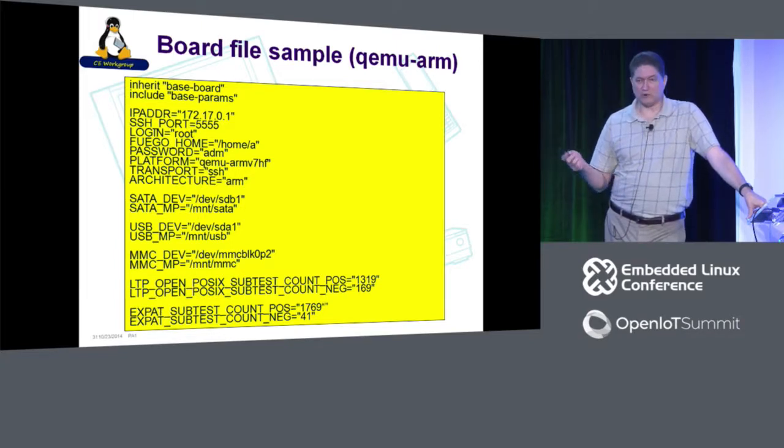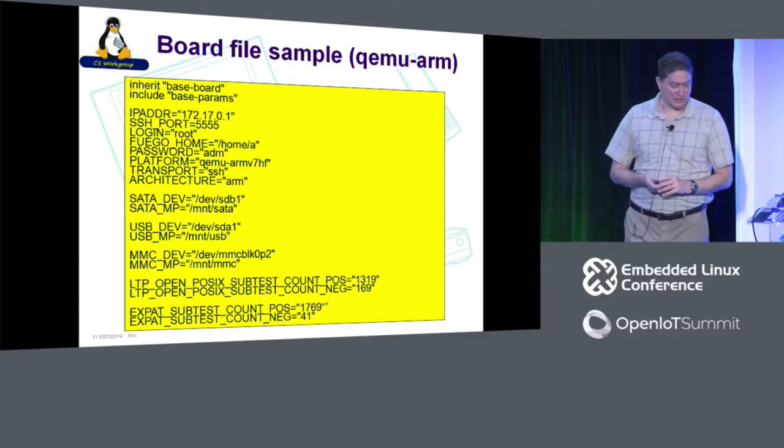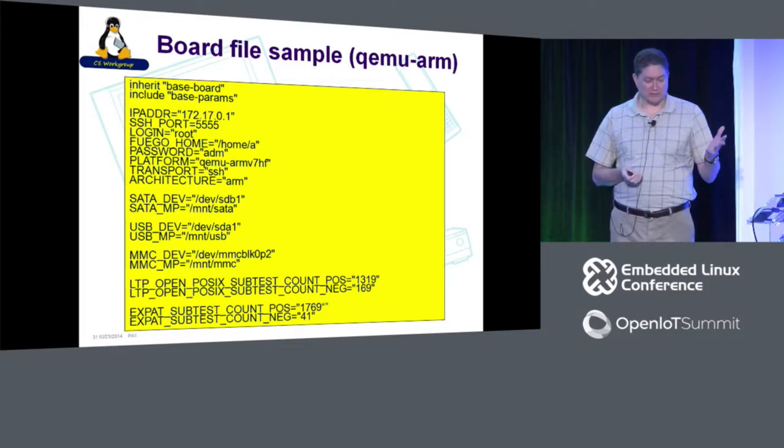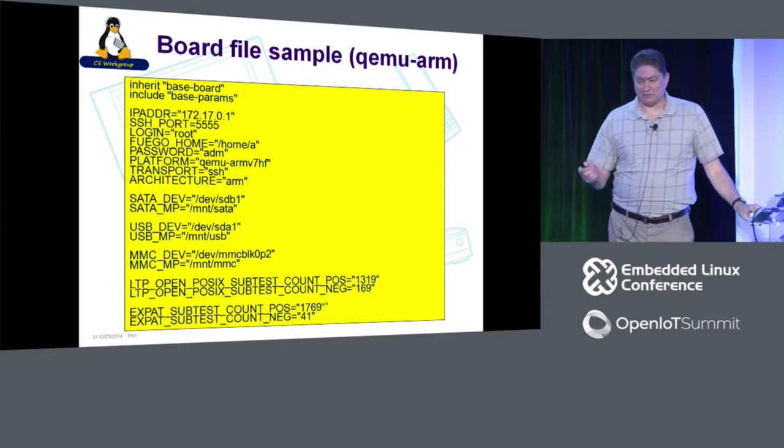The Fuego home is where Fuego is actually going to place the scripts and the compiled programs to run. And then there's a couple of things. If you happen to do file system testing, you provide some variables to say where the file systems are mounted, and that type of thing. So really, when you do this, you usually copy an existing board file, and you edit two or three variables, and you're done, in the most simple case.